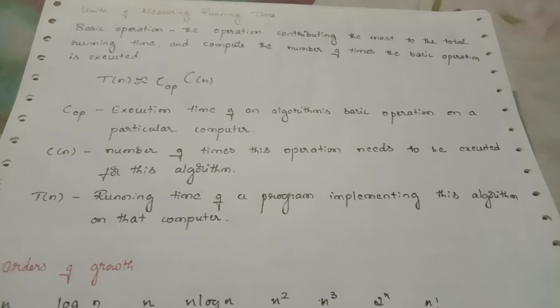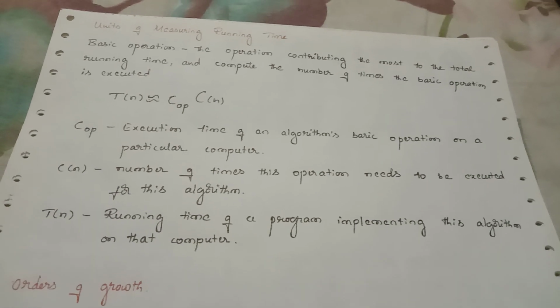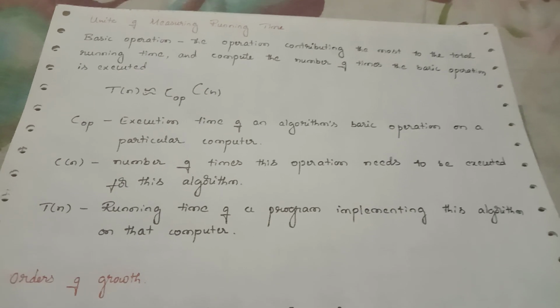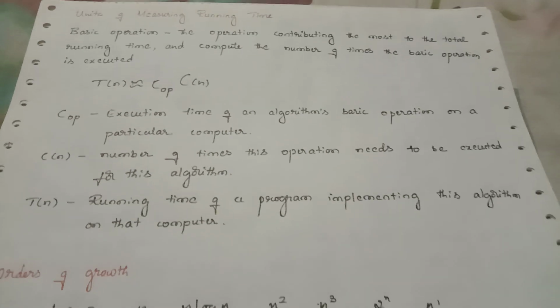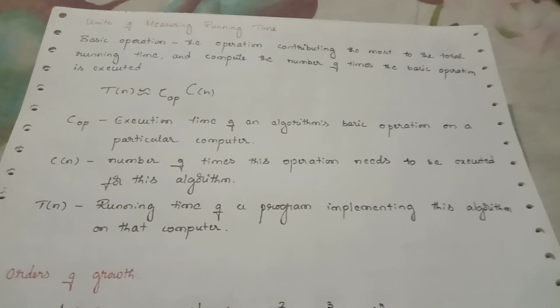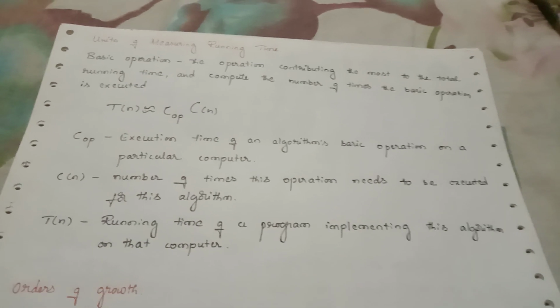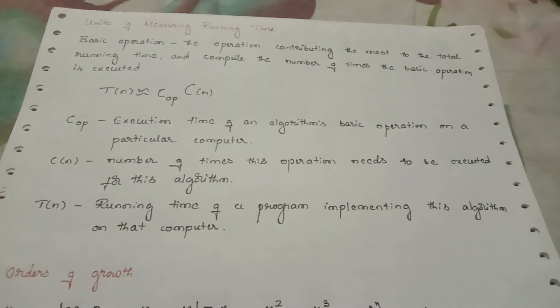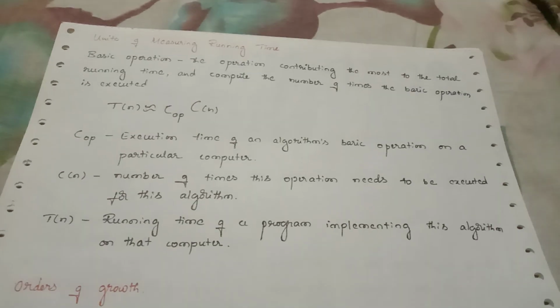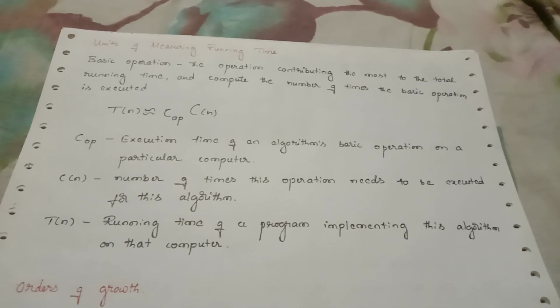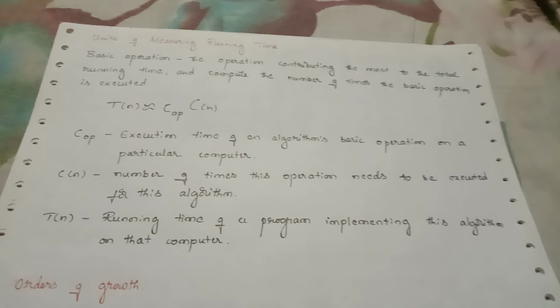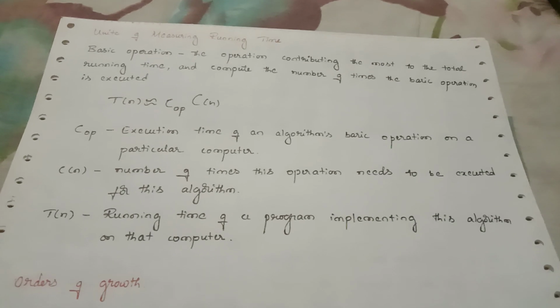This is where, when the algorithm has been converted to a program, but here we are just measuring the algorithm's running time, so we need not depend on these things. That is why we will find an approach to find the unit of measuring the running time, which we call a basic operation.